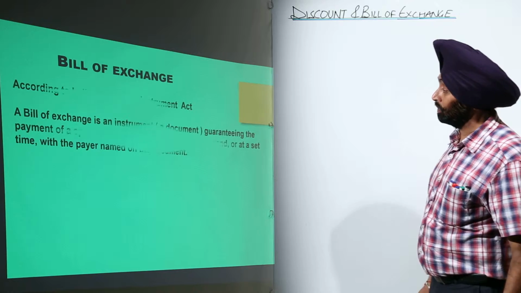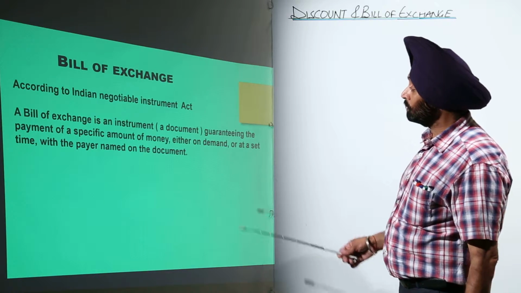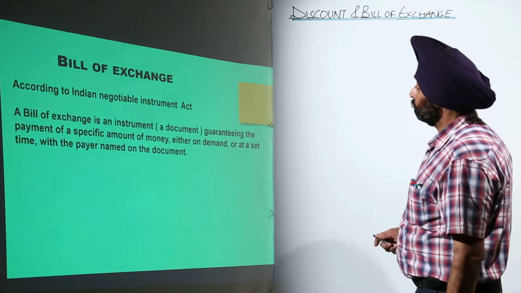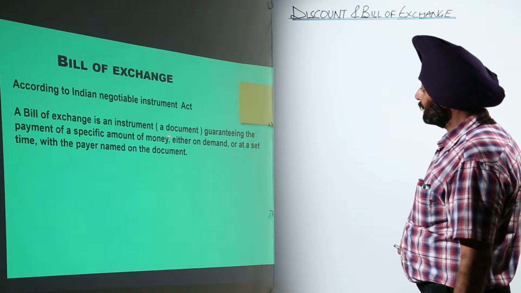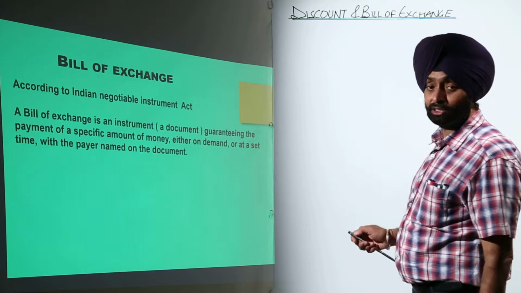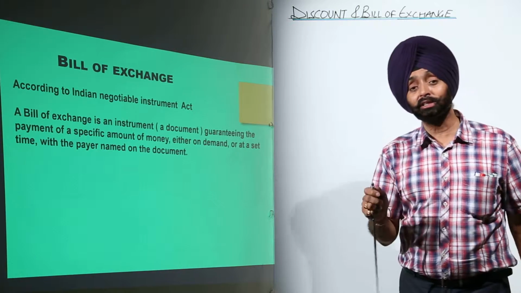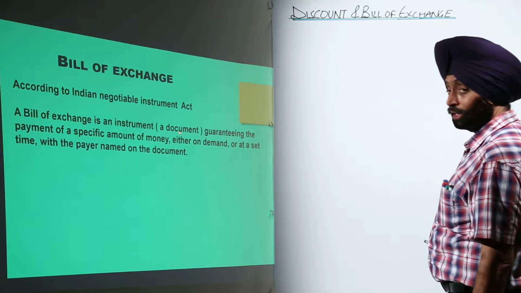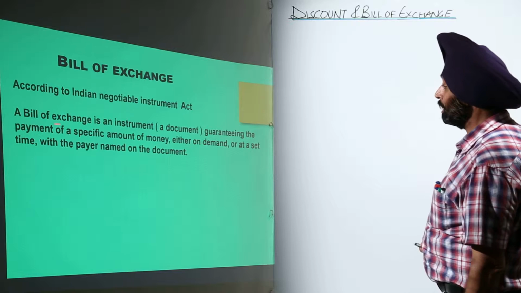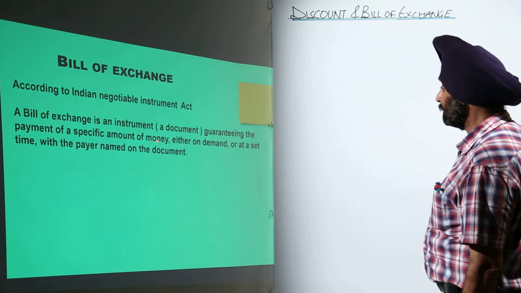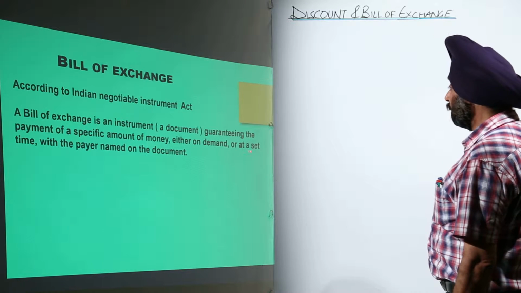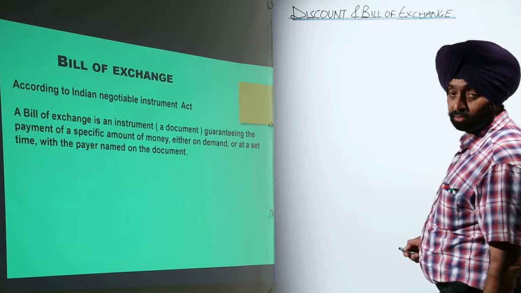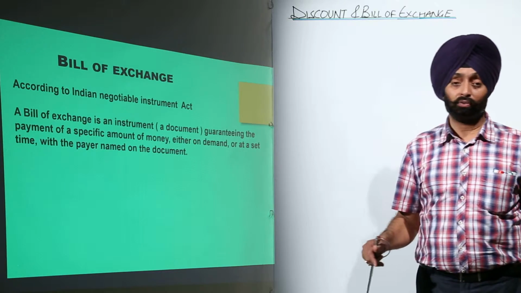According to the Indian Negotiable Instruments Act, a bill of exchange is an instrument, a document. I have already told you it is something written, an instruction. So a bill of exchange is an instrument, a document guaranteeing the payment of a specific amount of money either on demand or at a set time, with the payer named on the document. This is called a bill of exchange.